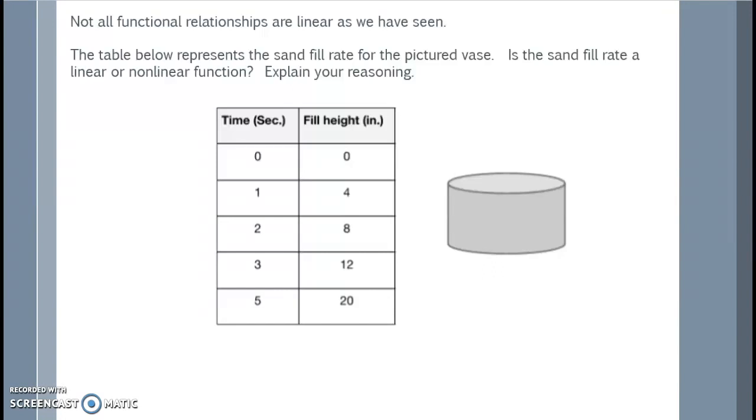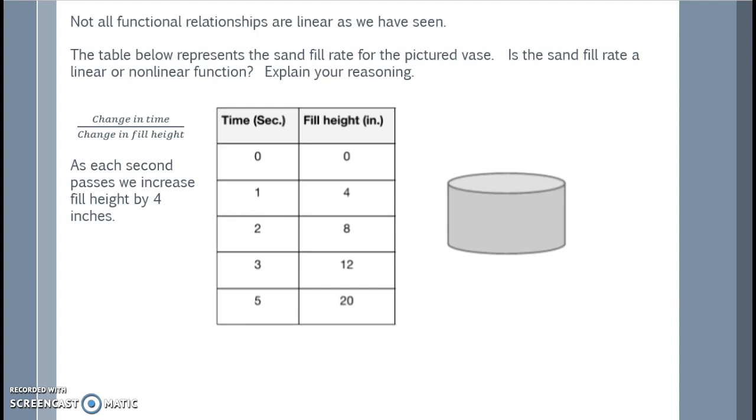As we have seen in the past couple of examples, not all functional relationships are linear, meaning they're not a straight line. The table below represents the sand fill rate for the pictured vase. Is the sand fill rate a linear or nonlinear function? And explain your reasoning. We're going to think of the change in time over the change in fill height. So I see that as each second passes, we increase our fill height by 4 inches. Since this is a constant rate of change, the function is linear.